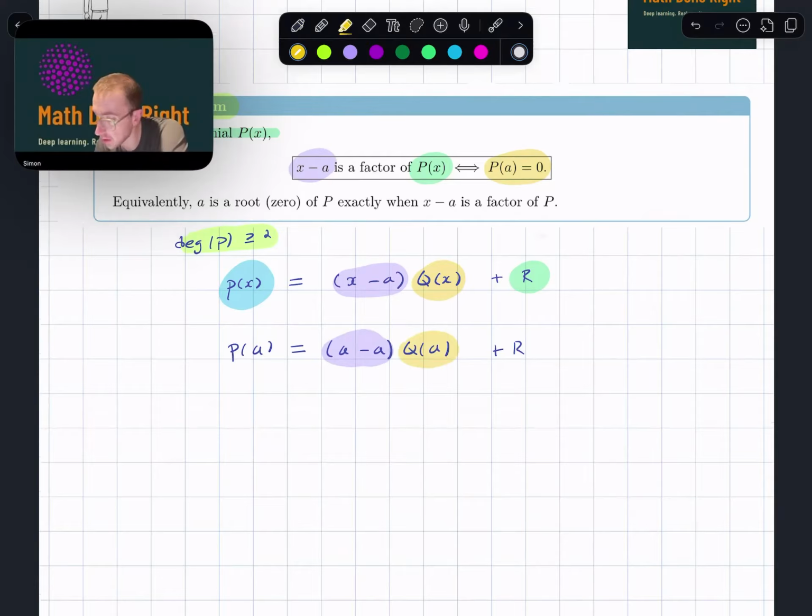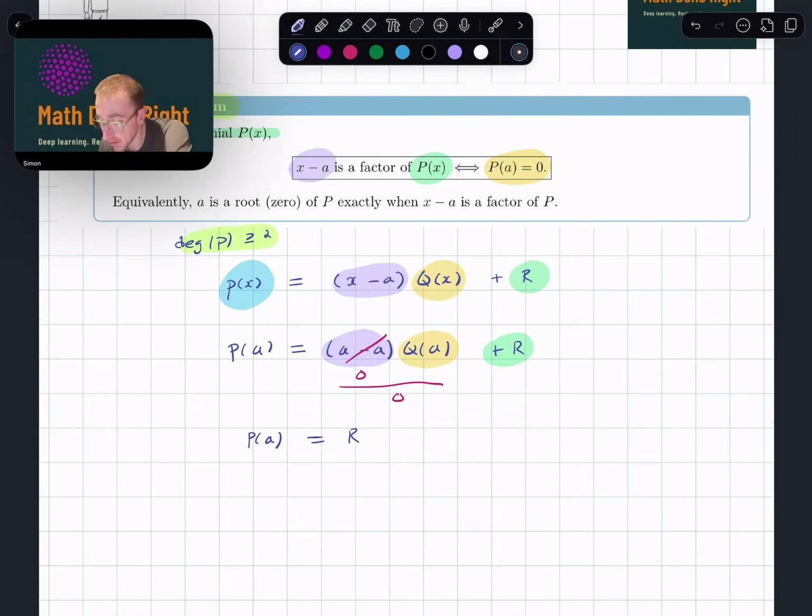And what's this equal to? Well, a minus a is equal to 0, right? So this thing is equal to 0. And then it doesn't matter what q of a is, right? Anything times 0 is equal to 0. So this whole thing is just equal to r. p of a is equal to r.